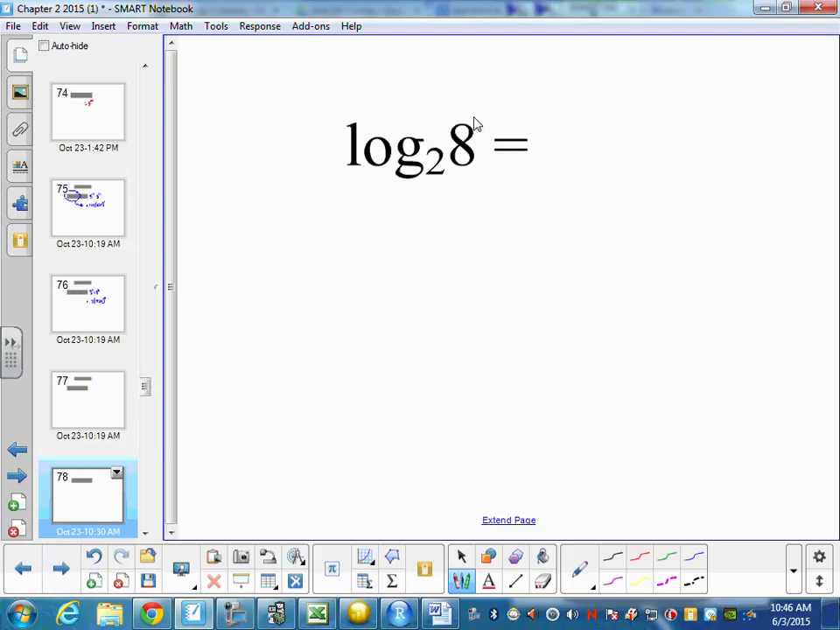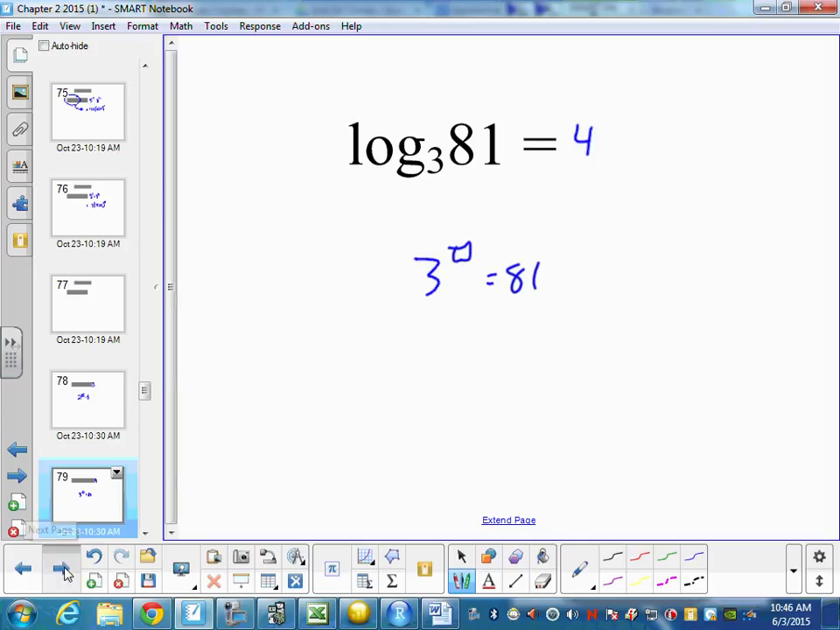All right, let's do this. If I take log base 2 of 8, that's saying 2 to which number is equal to 8. Hopefully you know 2 to the third power is equal to 8. So that's what a logarithm does. It undoes exponents. Here we have 3 to which power is equal to 81. 3 squared is 9, 3 to the third is 27, so 3 to the fourth gets us to 81.